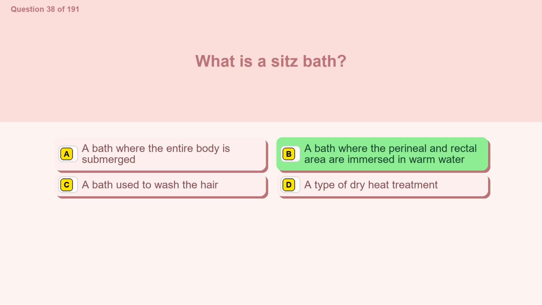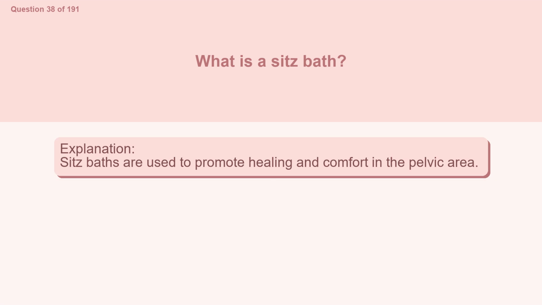The correct answer is option B. A bath where the perineal and rectal area are immersed in warm water. Sitz baths are used to promote healing and comfort in the pelvic area.